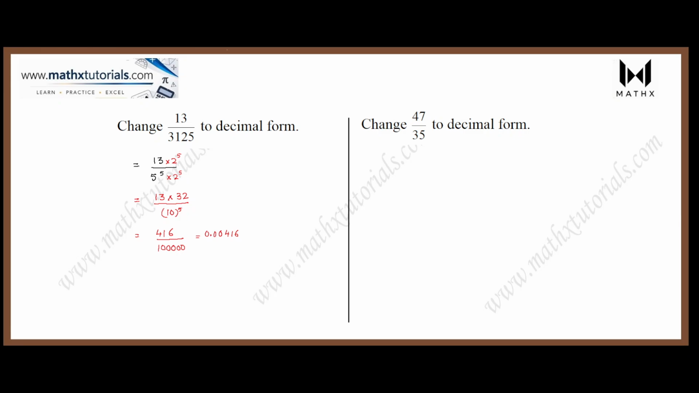Now, in the second case, if you look, we have a 47, but the denominator can be written as only 7 times 5. Now, because there is a single 5 in the denominator, we shall multiply up and down with 2 first. So, we get 94 over 7 times 10. Now, then we will divide by 10. So, we get a 9.4 and we divide by 7.